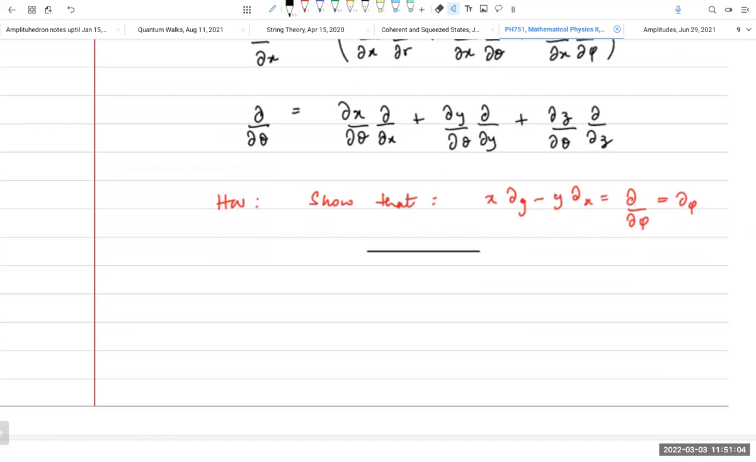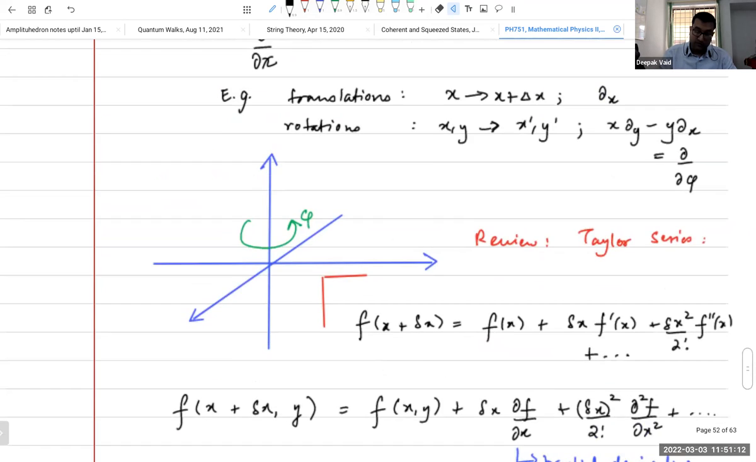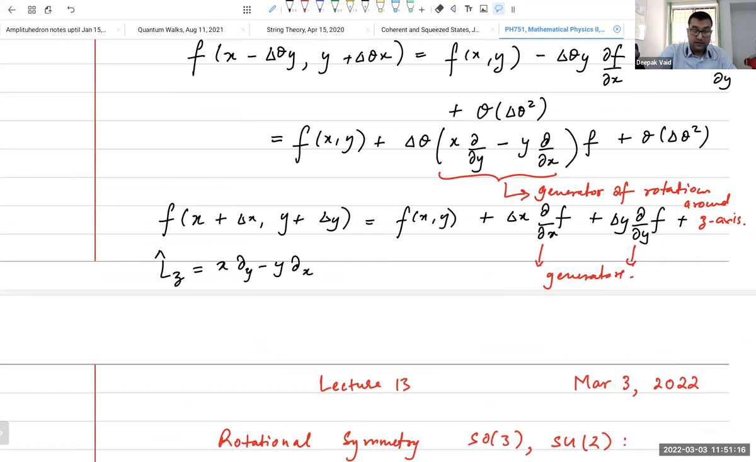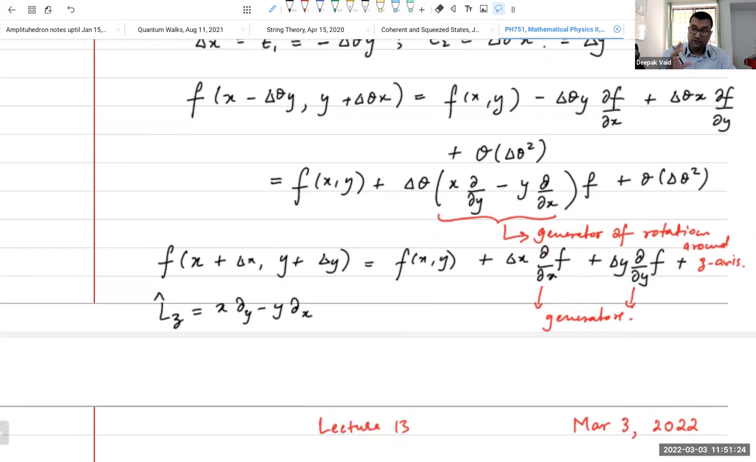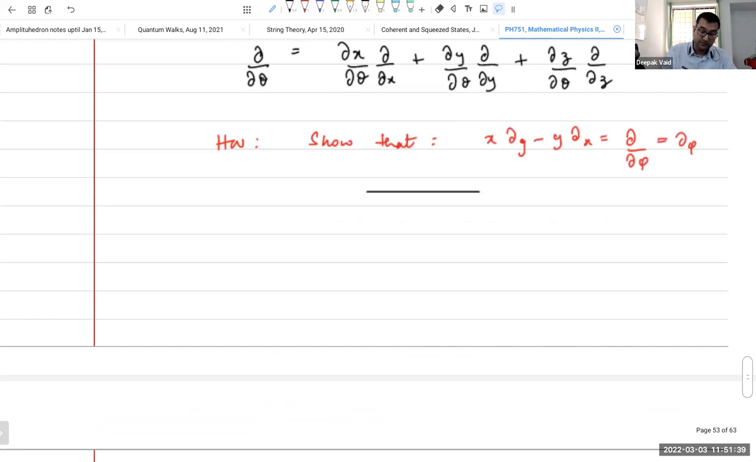So now what I have shown is that under the effect of a rotation, the change in the function f to linear order can be written in this way, right? So let me just rewrite this expression over here. So f of x, y, and now I'll put a z also, okay? Why? Because when I rotate around the z axis, z will remain unchanged. z will just be a constant, right? So if I include this over here, it's not going to make any difference.